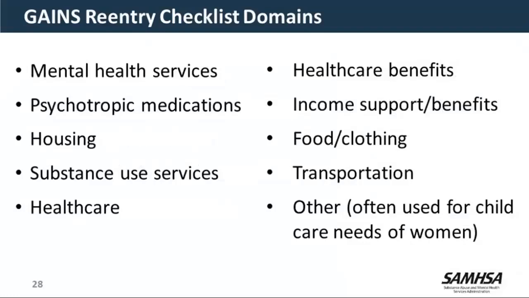And as you will see from this next slide, again, I'm not going to read this to you. You can see the 10 domains that are covered on the Gaines Reentry Checklist. And this is a document that we can also make available to you if your correctional facility has an interest in using the Reentry Checklist.